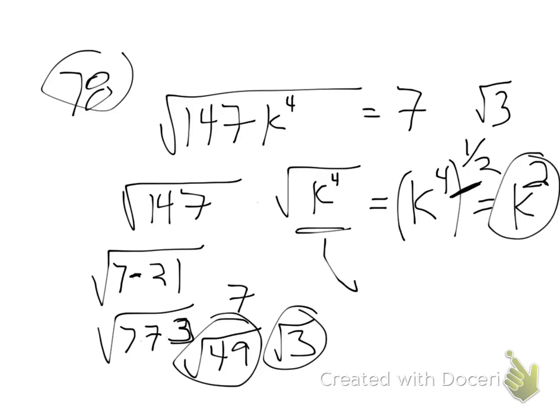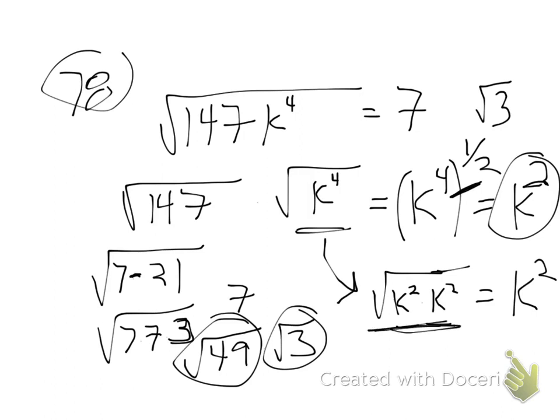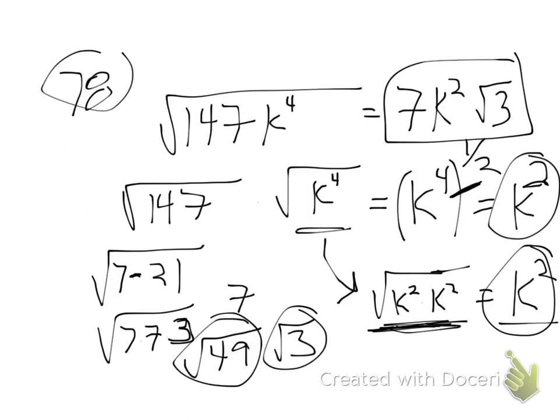Or you can look at that and go, well, that just means the square root of k squared times k squared. So we have two of those, and we just pull out one of them, k squared. One of the biggest mistakes people make on this is that after they've done the square root, they leave the square root on the answer. That's not true. The square root of k to the fourth equals k squared, not the square root of k squared. So we just put our k squared out here, and we get 7k squared times the square root of 3.